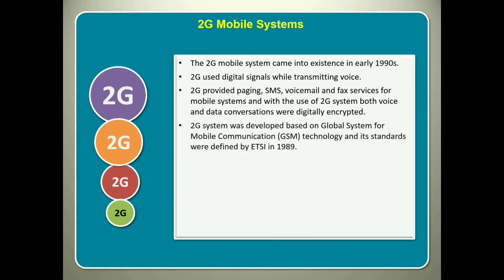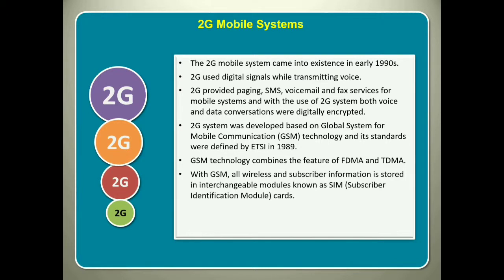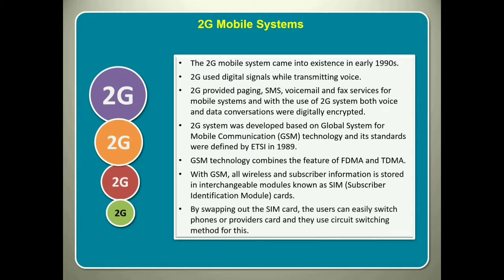The 2G system was developed based on the Global System for Mobile Communication, or GSM technology, and its standards were defined by ICSE in 1989. GSM technology combines the features of FDMA and TDMA. With GSM, all wireless and subscriber information is stored in interchangeable modules known as SIM, Subscriber Identification Module cards. By swapping out the SIM card, users can easily switch phones or providers, and they use the circuit switching method for this.